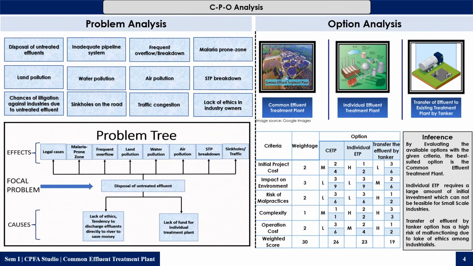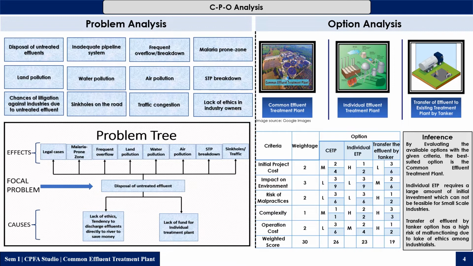Next is CPO analysis. CPO analysis stands for context, problem, and option analysis. So first, in problem analysis, we have listed out the problems which are present at the site. Then we have found the focal problem, the cause of the focal problem, and the effect of the focal problem. In our case, the focal problem was disposal of untreated effluent, and the cause of the focal problem was lack of ethics and tendency to discharge effluents directly to the river to save money, and the lack of funds for the individual treatment plant.